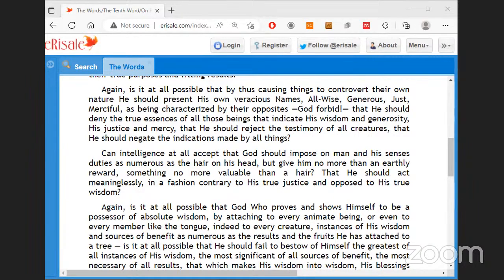all things. Can intelligence at all accept that God should impose on man and his senses duties as numerous as the hair on his head, but give him no more than an earthly reward, something no more valuable than a hair? That he should act meaninglessly in a fashion contrary to his true justice and opposed to his true wisdom?